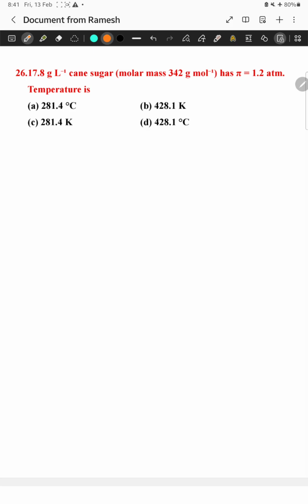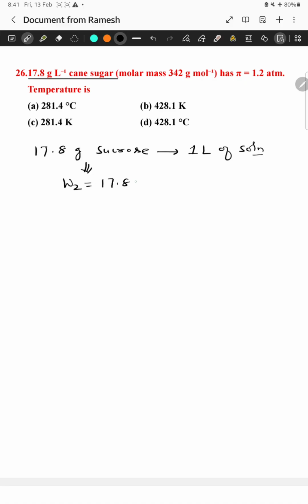Now read question number 26. What does it state? 17.8 gram per liter of cane sugar. Cane sugar means sucrose. 17.8 gram per liter, what does it mean? That means 17.8 gram sucrose is dissolved in 1 liter of solution. That is the meaning, because they have given gram per liter. So what will be the weight of the solute here? The weight of the solute WO2 will be 17.8 gram.